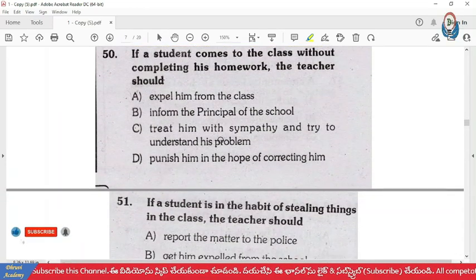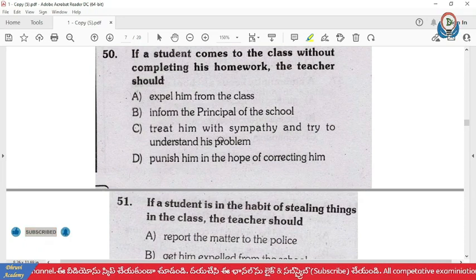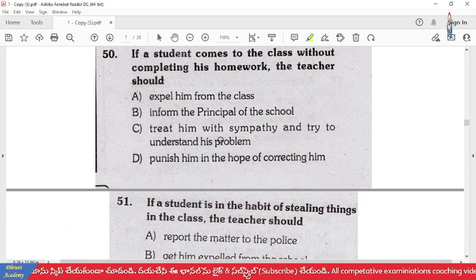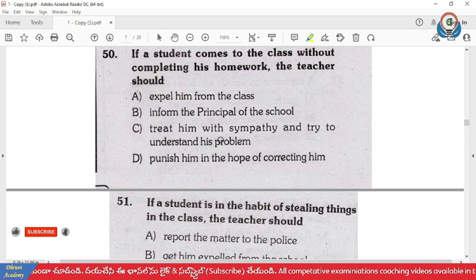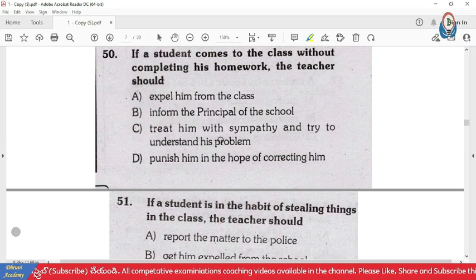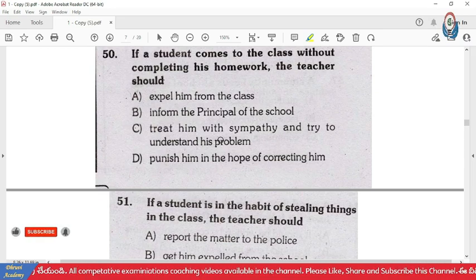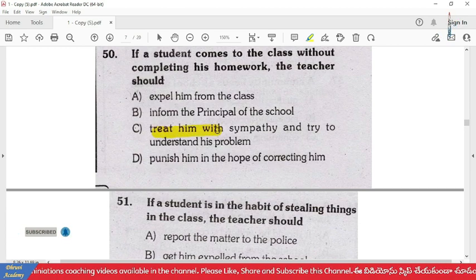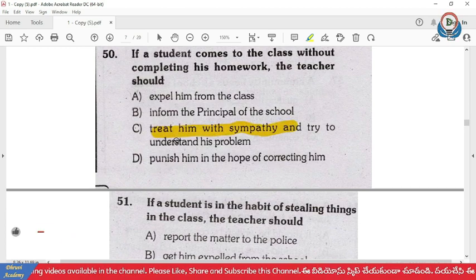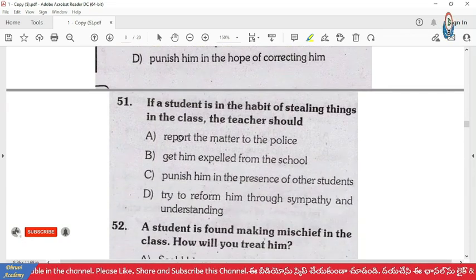If a student comes to class without completing his homework, the teacher should: A expel him from the class, B inform the principal of the school, C treat him with sympathy and try to understand his problem, D punish him in the hope of correcting him. The answer is treat him with sympathy and try to understand his problem. This is the right answer.